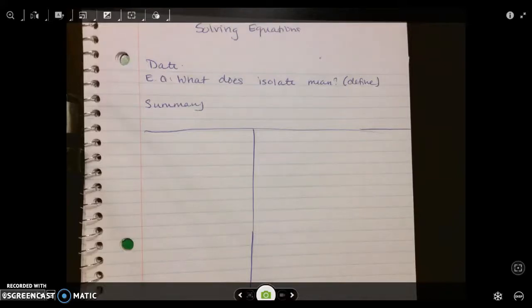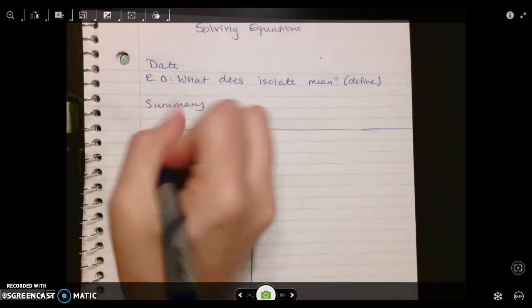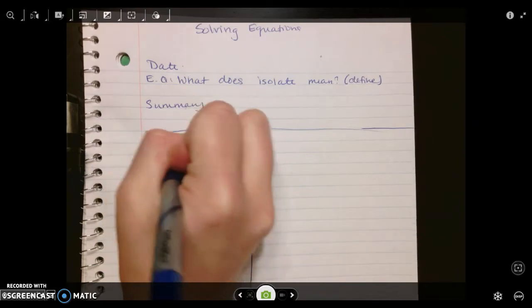This is an instructional video about solving equations. And our essential question is, what does isolate mean? So, first off, how do we model equations?